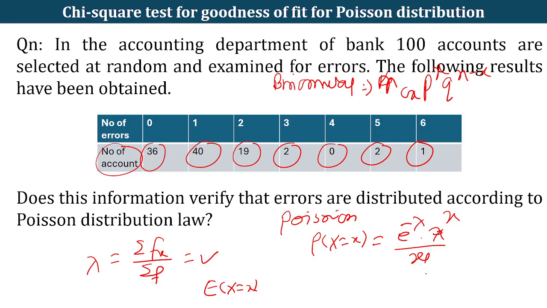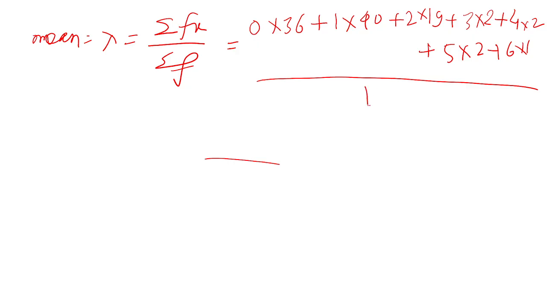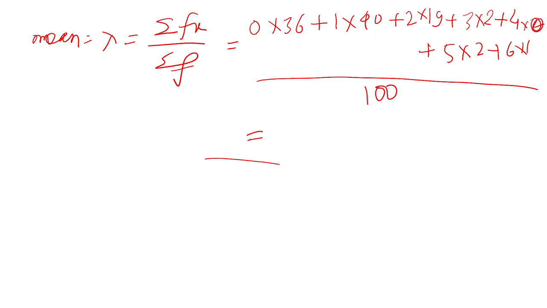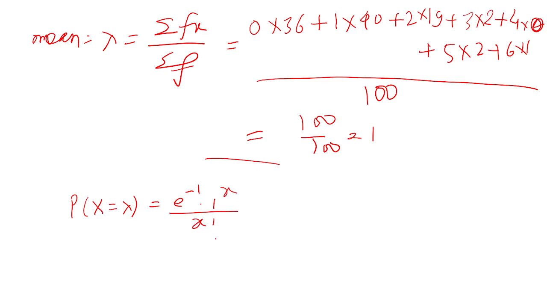36. Total is 100. So 36 into 0 vanishes, and we had 4 into 0 as well. So it's 100 by 100, which becomes 1. Now what will the formula become? P of x is equal to e to the power minus 1, 1 to the power x upon x factorial. Is it clear, the formula of mean? Yes, sir.